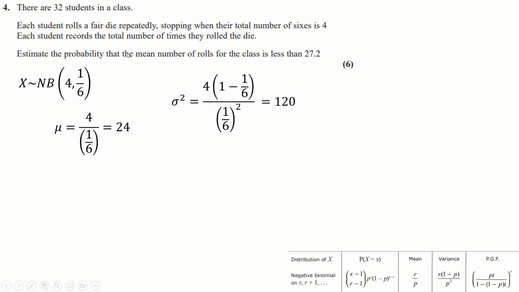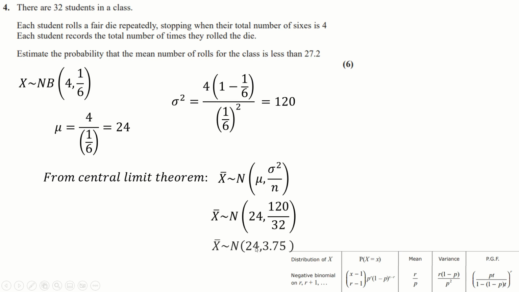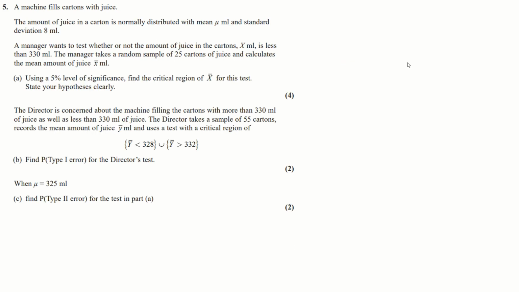And now when you're estimating a mean, that's a pretty big giveaway that you're doing the central limit theorem to do this kind of thing here. But we've got mu is 24 now, and we've got sigma squared is 120. N is 32. So we're going to put that 32 in there, and we end up with this normal distribution that we can use. And we're just going to ask, what's the probability of being less than 27.2? And it's going to be this here if we type that into a calculator. And job is done for question 4.